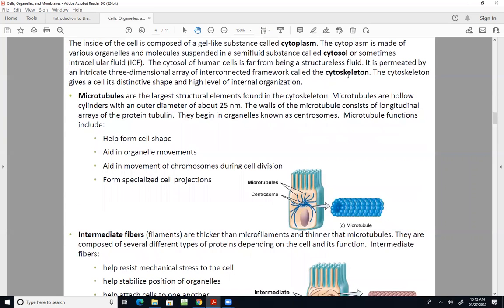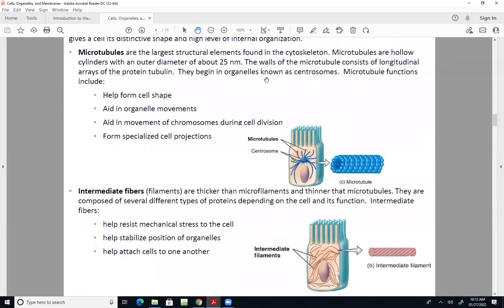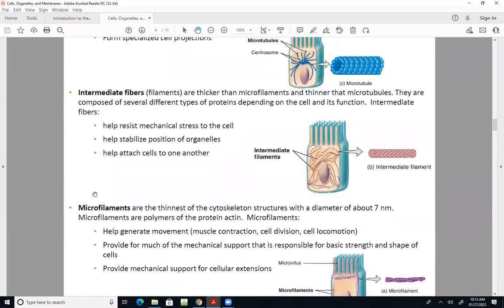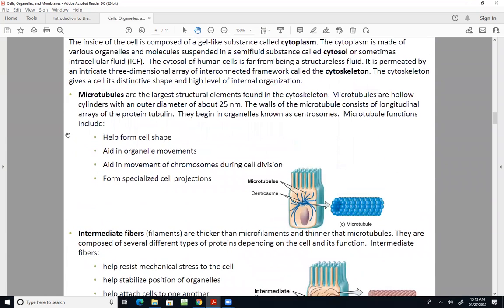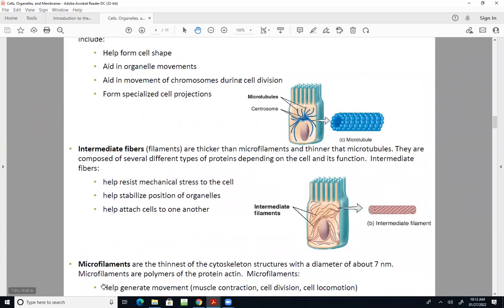Okay, well, our cells don't have bones, but they've got these proteins that help give our cells their shape. It gives organization to our cells, kind of like what our bones do for our whole body. There are three components to the cytoskeleton: microtubules, intermediate fibers, or intermediate filaments, as they are also described, and then microfilaments.